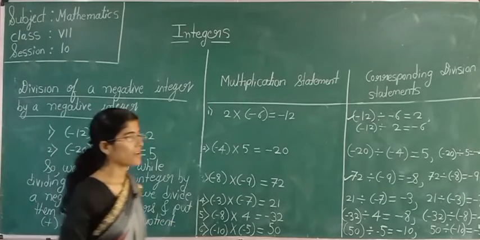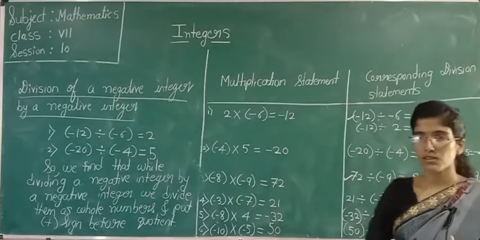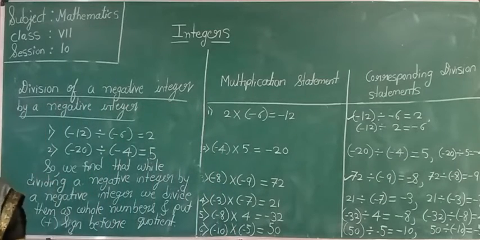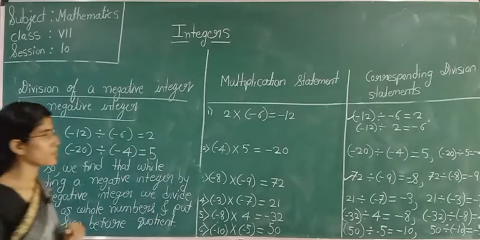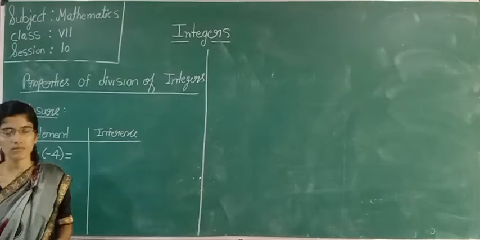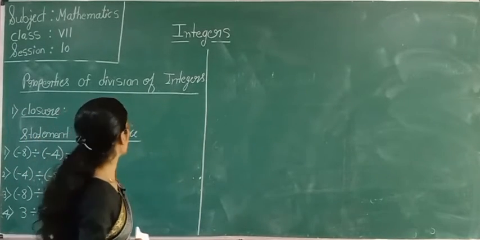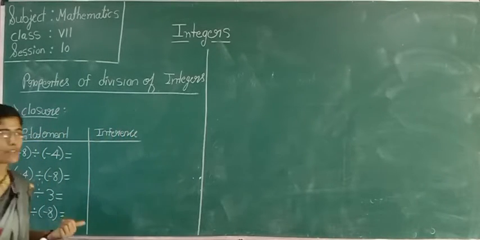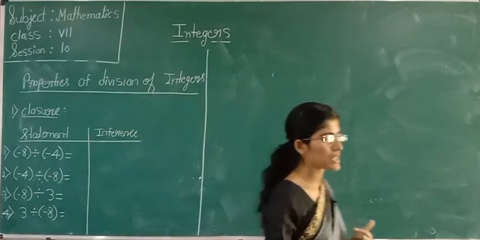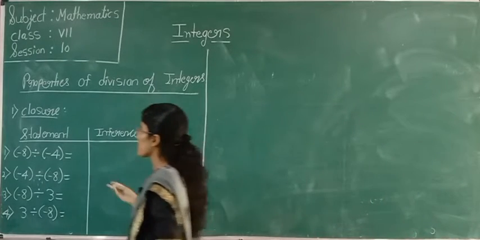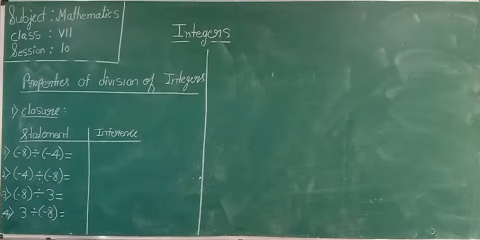Now we saw how to divide a positive integer by a negative integer, a negative integer by a positive integer, and a negative integer by a negative integer. So now we will see the properties of division of integers. Okay, the first property is closure. We know that addition, subtraction, multiplication of integers are closed, right? But what we will see now is whether division is closed.